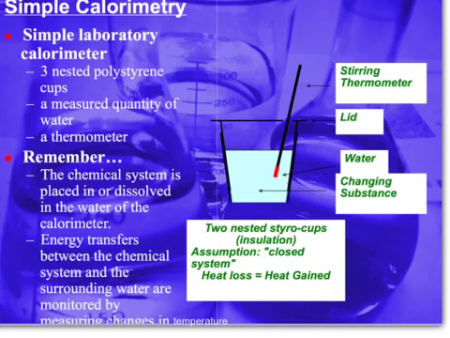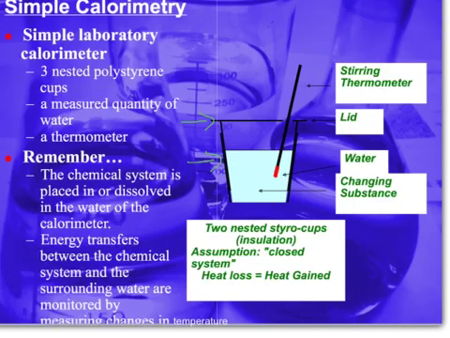Let's look at a simple calorimeter. In our high school labs, we're going to use coffee cup calorimeters. It consists of 3 styrofoam cups, a lid to keep the heat in, a measured quantity of water, usually about 100 or 200 milliliters, and a thermometer to measure the change in the temperature of the water.